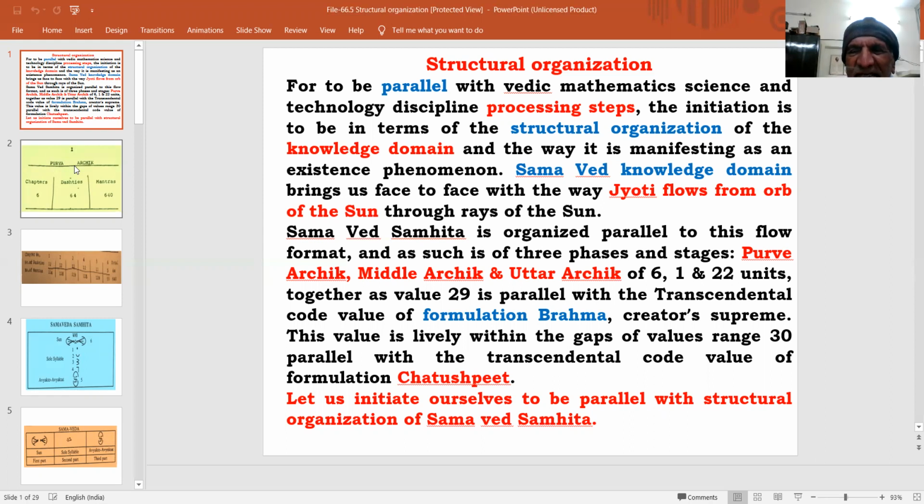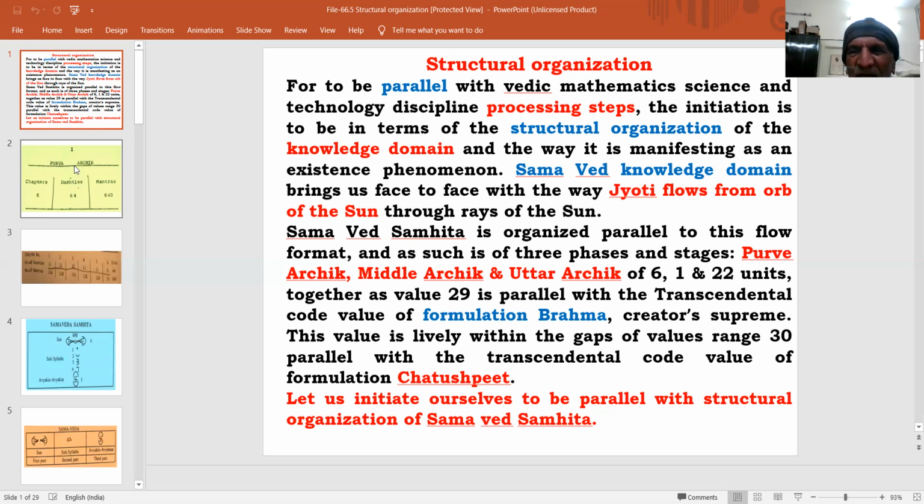These three phases are of 6, 1, and 22 units. These three units, 6, 1, and 22, together as value 29, is parallel with the transcendental code value of formulation Brahma. Brahma is creator, the supreme. This value is linearly within the gaps of values range 30, which is parallel with the transcendental code value of formulation Chatushpeet. Let us initiate ourselves to be parallel with structural organization of Ved Samhita, as if jyoti flow from orb of the sun through rays of the sun.